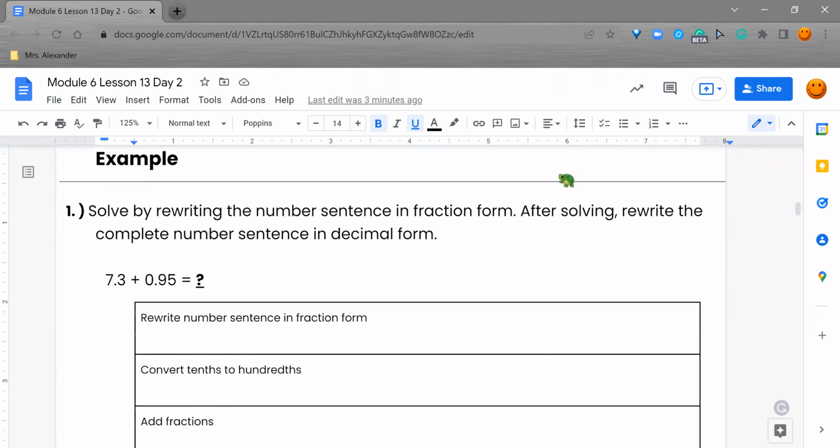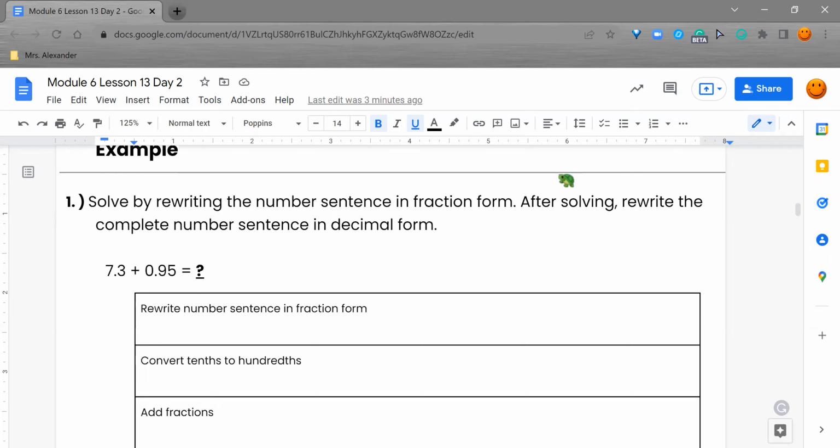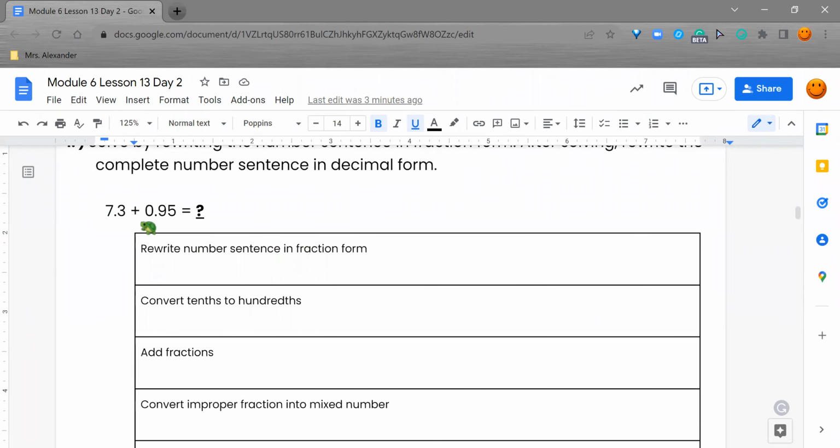Let's go look at our example. It says solve by rewriting the number sentence in fraction form. After solving, rewrite the complete number sentence in decimal form. So we have 7 3/10. So we need to write that in fraction form. So I'm going to have 7 as a whole number and 3/10. And if you look, we are adding. And then we have 95 hundredths. So I'm going to put 95. I'm going to put it over 100.